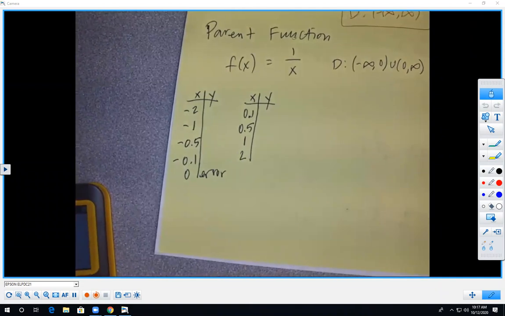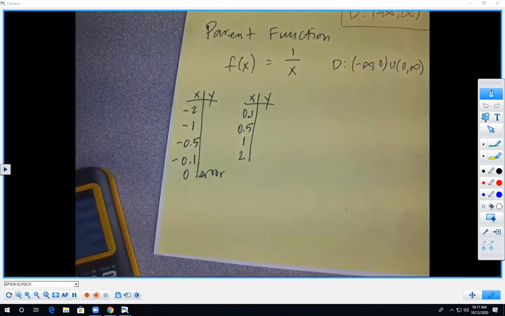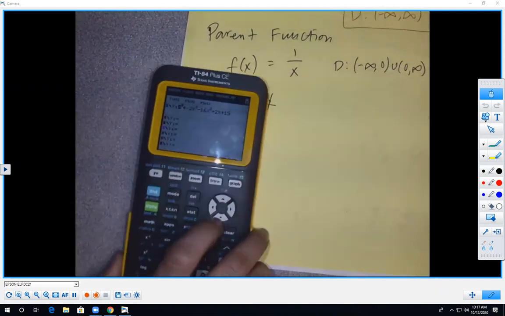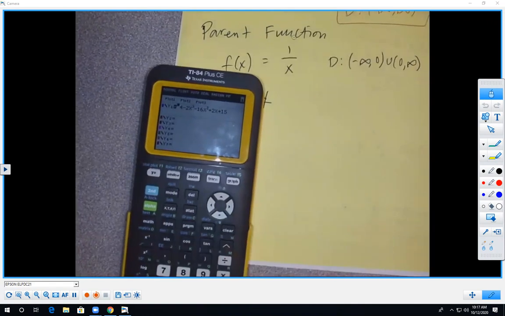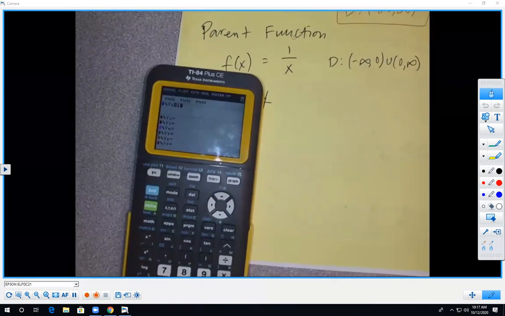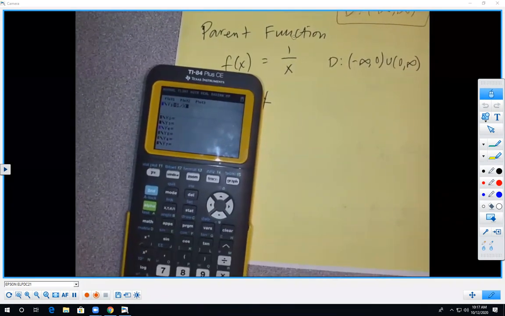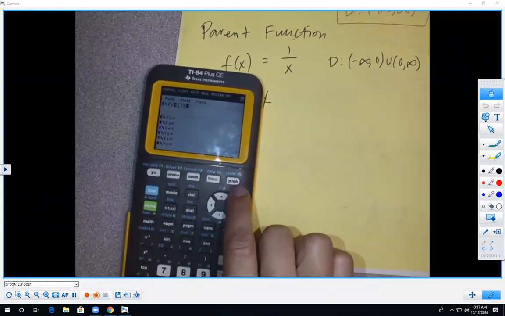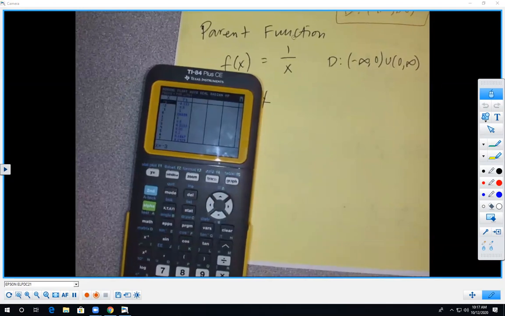Or you could go to your graph and clear out whatever you have there and type in 1 divided by x. And then you can go to your table. For me, it's second graph to go to my table. And I have some of my numbers here. I don't have all the numbers I picked.